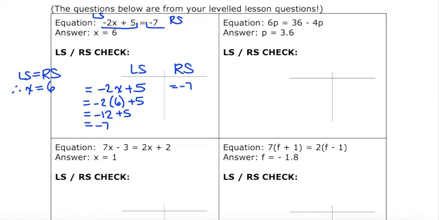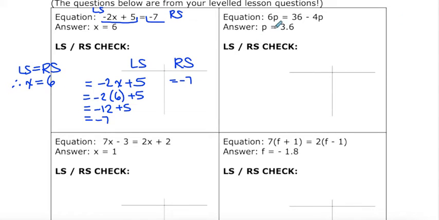Let's do a few more left side, right side checks. Again, this is a question right from one of your leveled lessons. So 6p equals 36 minus 4p. And the answer for p would have been 3.6. So we're going to do that left side, right side check.